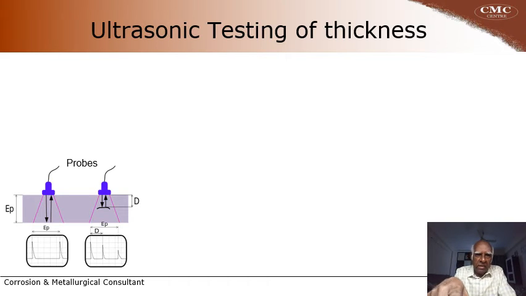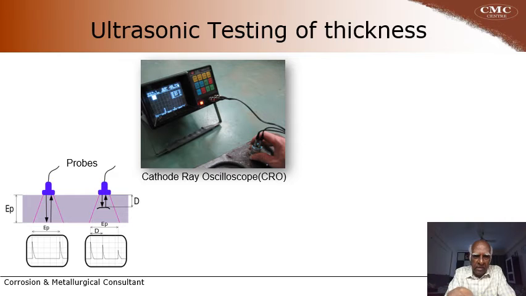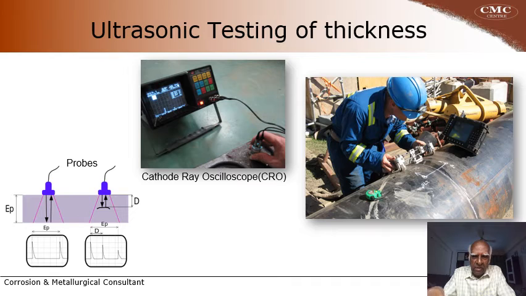Now we will see the ultrasonic testing method of thickness monitoring. You see here the two probes. One probe measures the background reflection. The other probe measures the in-between defect, which can be a corrosion thickness reduction or a defect. These things can be monitored on an electronic CRO. The operator can see these reflections. And this is done on the outside of the pipe without disturbing the pipe operation. That is a major advantage of this.